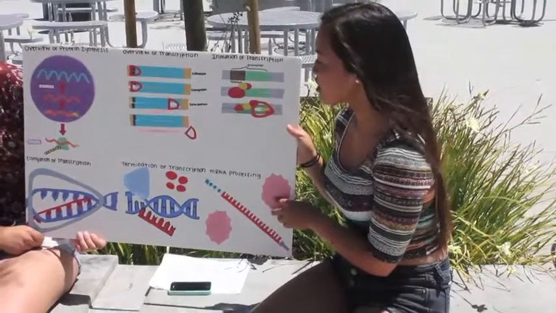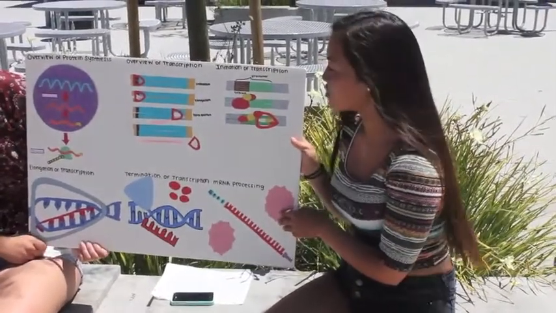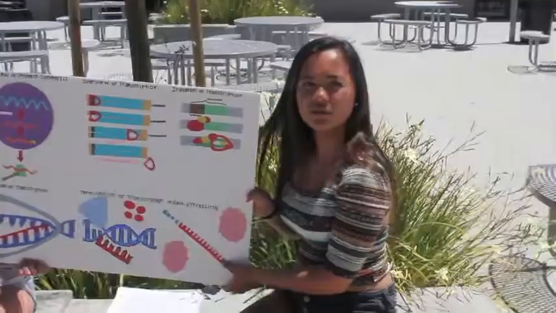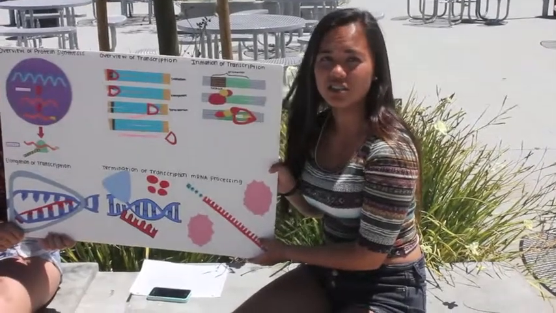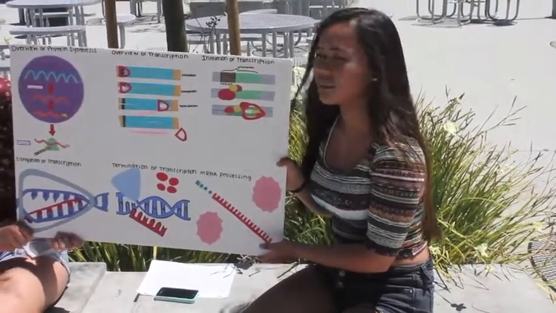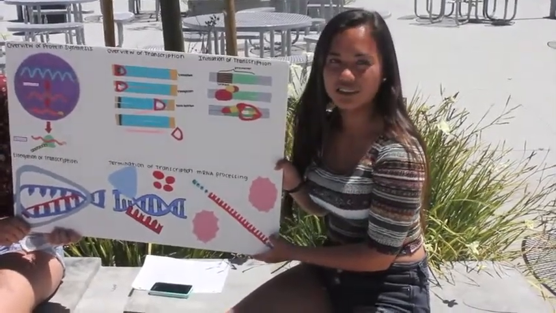mRNA is synthesized on the template strand, and the other strand is the non-coding strand. Because RNA is only single-stranded, you have to make sure it is synthesized only on the template strand.